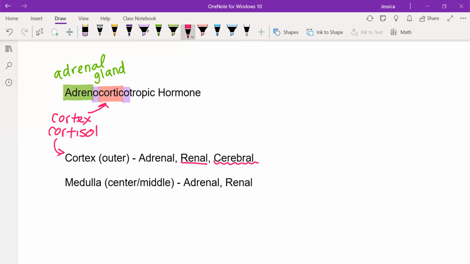Then the tropic at the end is telling us that it is a tropic hormone. So it is a hormone stimulating another gland to release another hormone. So it's right within the name, that adrenocorticotropic hormone, where it is going to go, what it's going to do, and what it's going to release. So teaching them this skill can help them to break down bigger words that you may not have introduced them to, or to help them link to previous information, which can really help a lot of our struggling students that struggle with content or with the language.